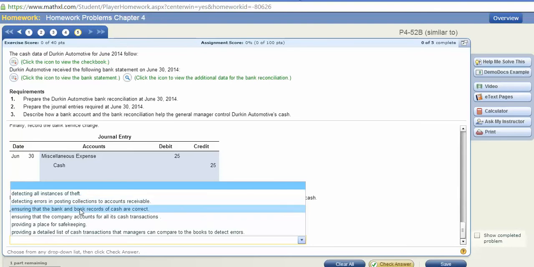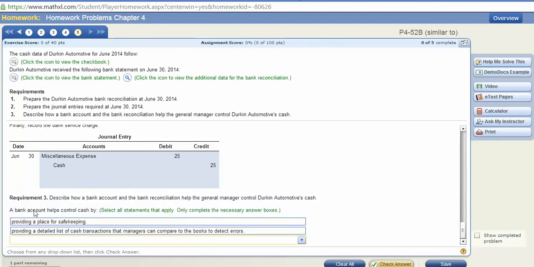Ensuring that the bank and book records of cash are correct. Well, by definition, the bank's records of cash and the book's records of cash are not correct. That's the reason we have to do a bank rec to correct book to actual and correct bank to actual. Ensuring that the company accounts for all, again, this all important word, all of its cash transactions. It does not account for all of its cash transactions. So if you have a deposit in transit, that is a cash transaction, and the bank account cannot capture that, right? That's one of the reasons you have to do the reconciliation.